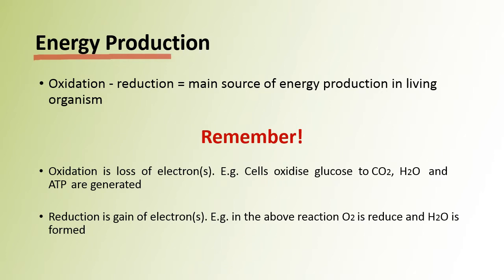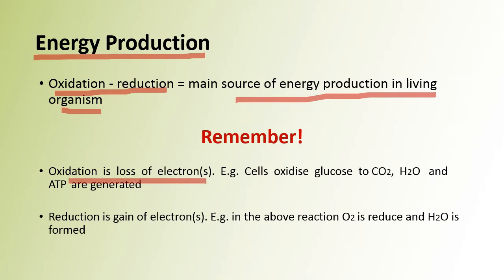Okay, let's look at energy production. Various species of bacteria differ in their strategies for obtaining energy. However, oxidation reduction is the main source of energy production in living organisms. For now, remember that oxidation is a loss of electrons. For example, cells or bacteria oxidize glucose to carbon dioxide and water, and ATP will be generated. On the other hand, reduction is a gain of electrons. For example, in the above reaction, oxygen is reduced and water is formed.